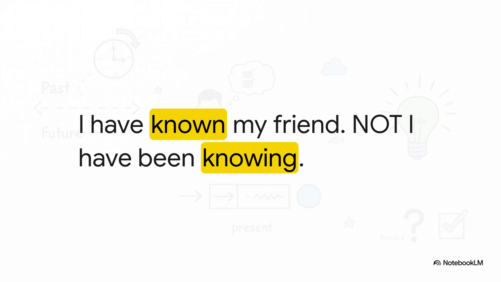So even though knowing your friend is an ongoing, continuous thing, you can't say, "I have been knowing him," because know is a state verb. The present perfect simple is absolutely necessary here. I have known my best friend for 20 years.